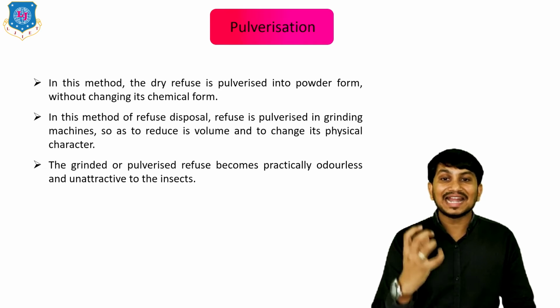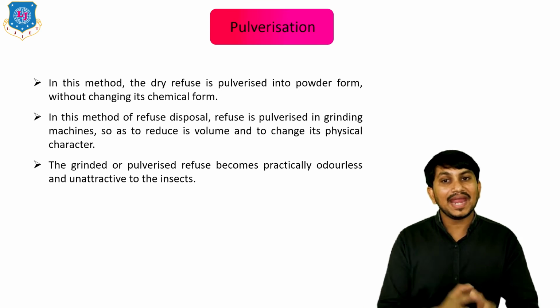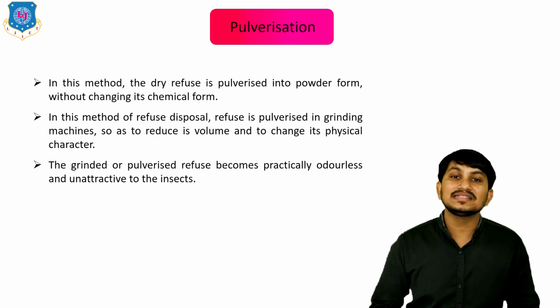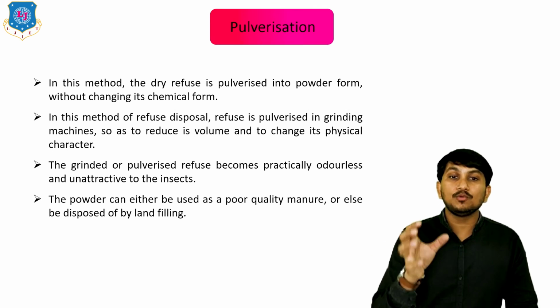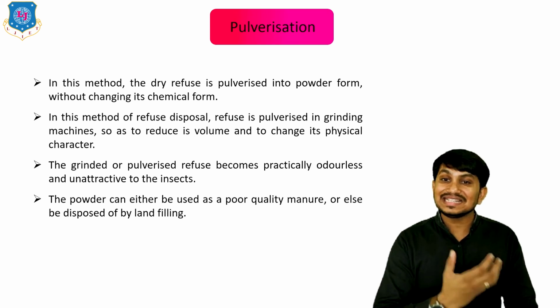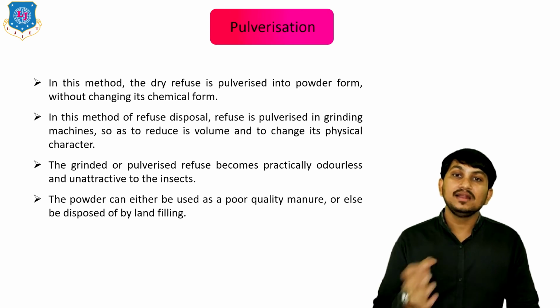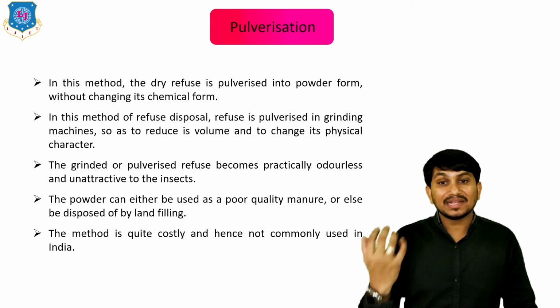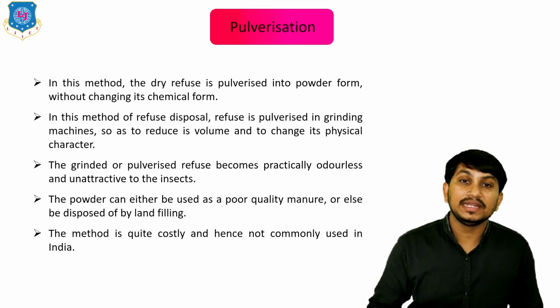The ground or pulverized refuse becomes practically odorless and unattractive to various insects. The powder can either be used as a poor quality manure or fertilizer, or it can be easily disposed of by landfilling. The method is quite costly and is not commonly used in India.